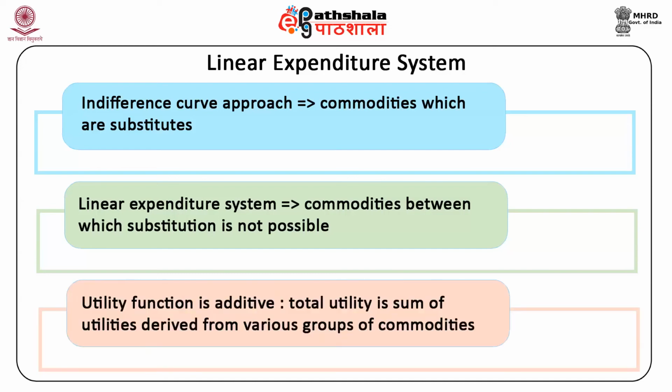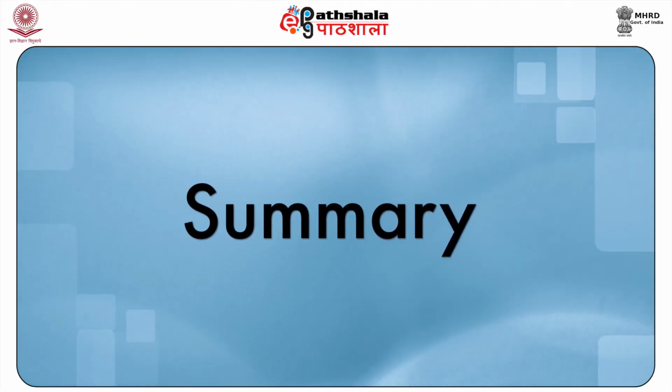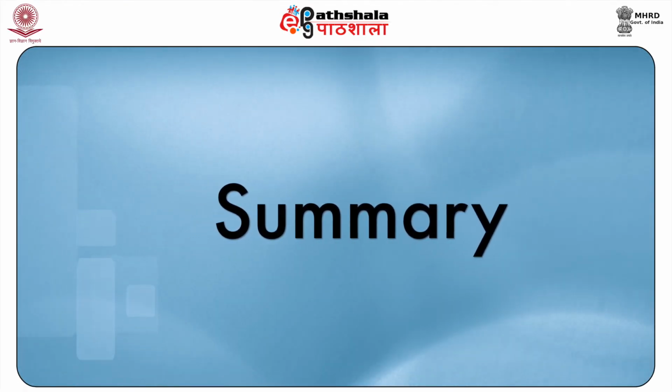The utility function is additive, showing that the total utility is the sum of utilities derived from the various groups of commodities. Additivity implies that the utilities of various groups are independent. Let us now summarize what we have studied in this module.